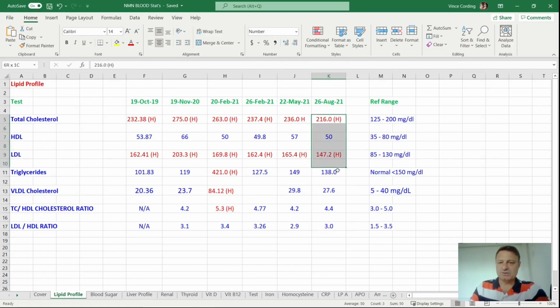What do I think has caused these numbers to come down? If you think back to my last review, I did mention that I was cutting back on the amount of red meat I was eating and upping the chicken and the fish. So maybe that has had an effect on these numbers. Let me know what you think in the comments below.